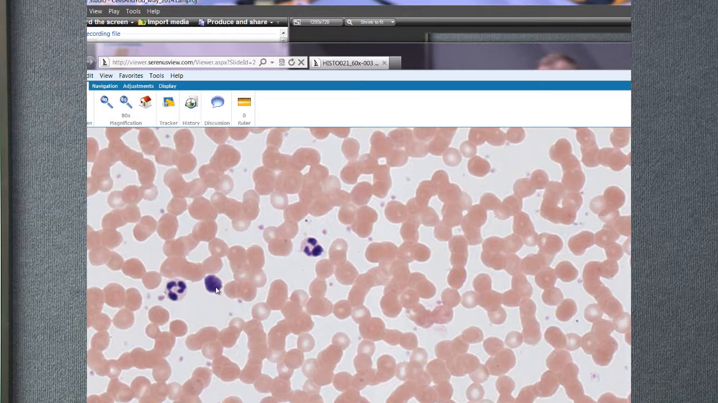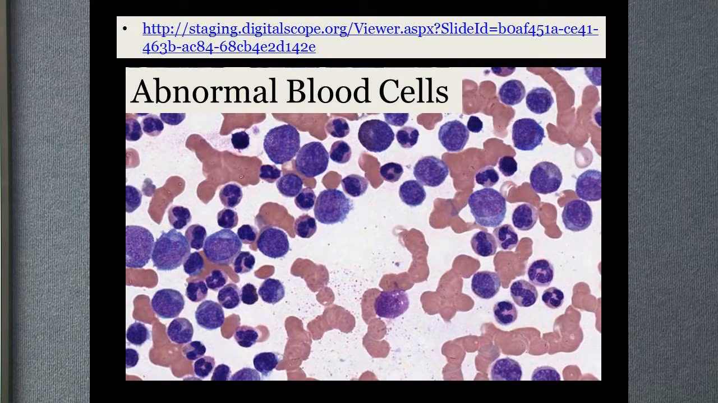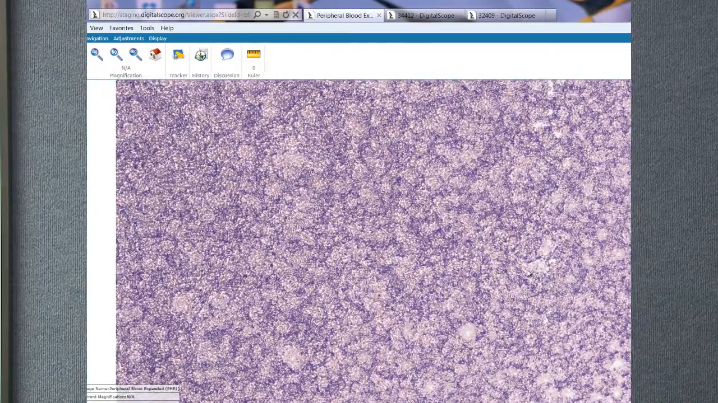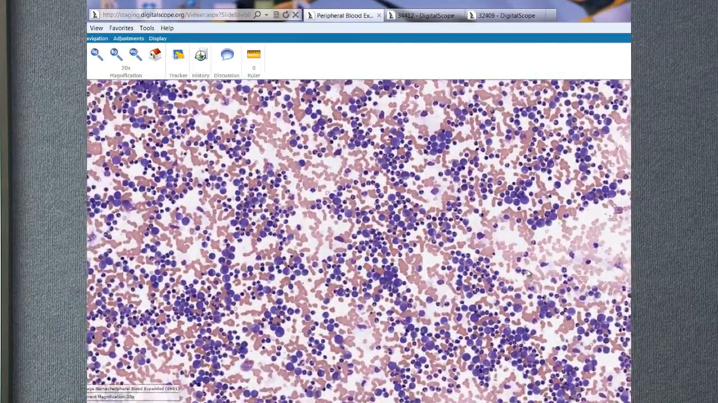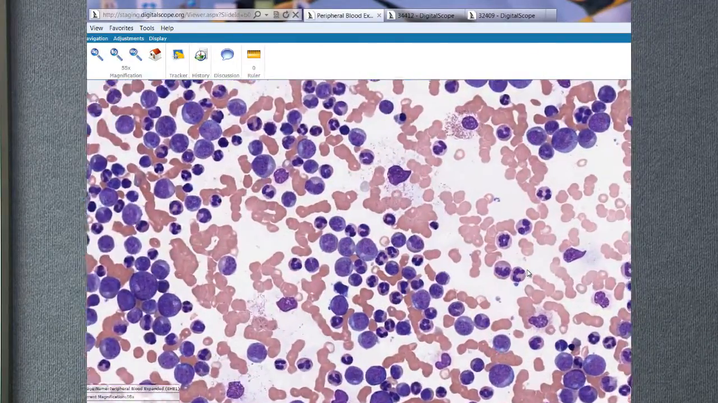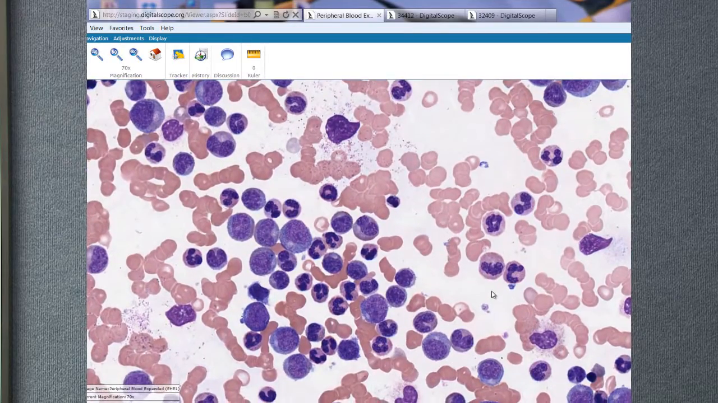So this is normal blood, and then we're going to look at abnormal blood. This is from an individual with abnormal blood, and we're going to look at that one, and we're going to see, first of all, you see there's a lot of blue, right? A lot of blue in there, and this is someone with leukemia.